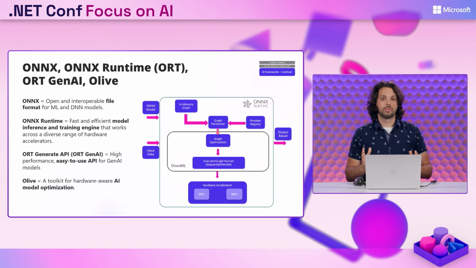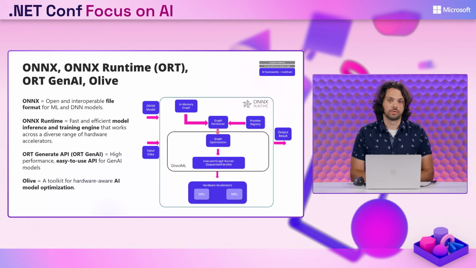The ONNX runtime and ONNX and all its suite of tools allow you to use models cross-platform. ONNX is a cross-platform and open source model format to represent model graphs, and the ONNX runtime runs across all the different platforms and allows you to run those models on top of any execution provider, such as DirectML.